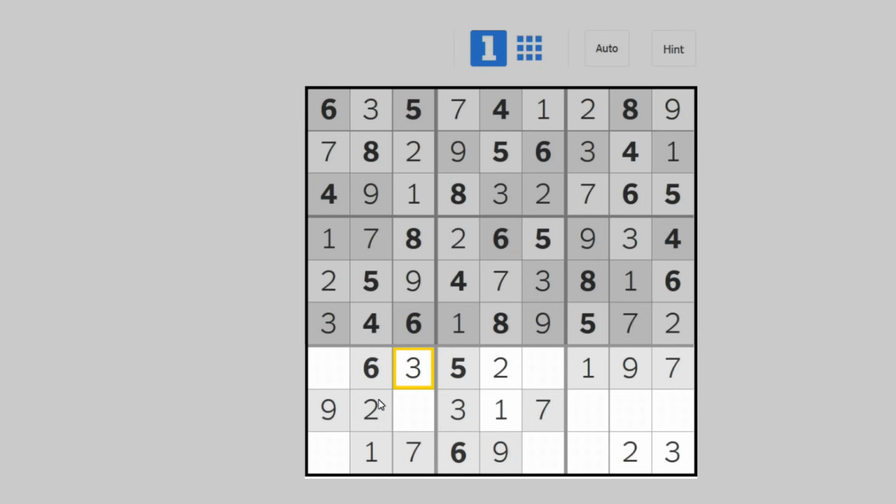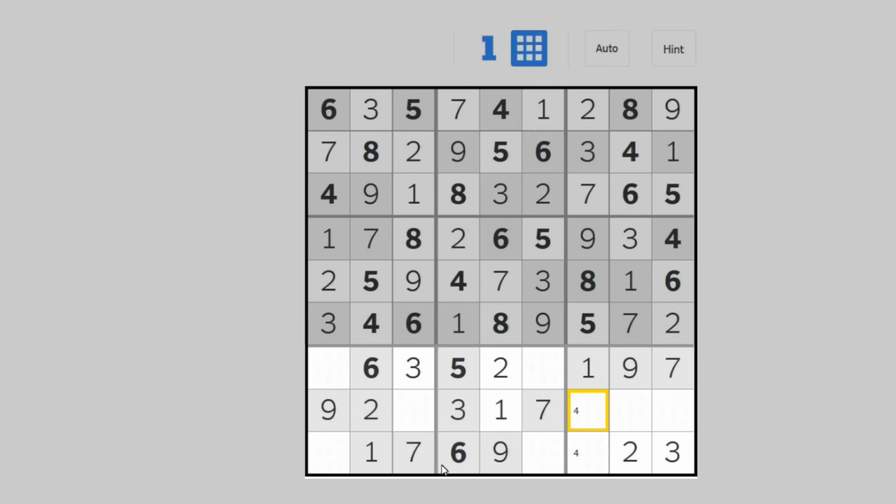Okay, number 4. There is no number 4 at all. Shall we give it a shot? Let's see if we can figure out where the number 4 goes. Well, let's start with this block. It can't be in this column because there is already a number 4. It can't be in this column because there is already a number 4. So it's either in this cell or this cell. And you know what? I'm going to put it there as a candidate.